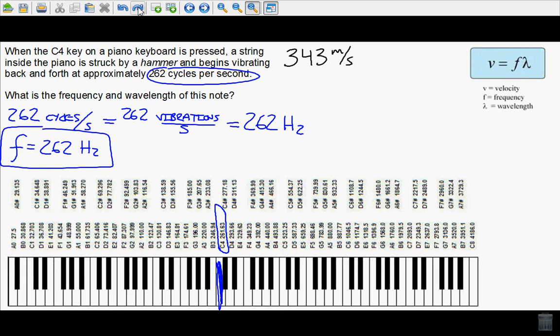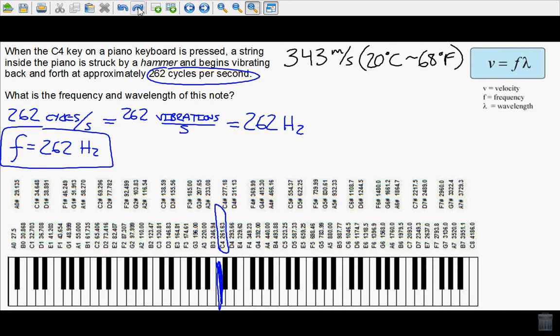And where did I get this 343 meters per second? Well, that's the speed of sound at 20 degrees Celsius, and 20 degrees Celsius is about 68 degrees Fahrenheit. So this is a standard speed of sound that is used in a lot of physics classrooms, based on the fact that 68 degrees Fahrenheit is kind of room temperature. It's a pretty normal temperature to use, basically.